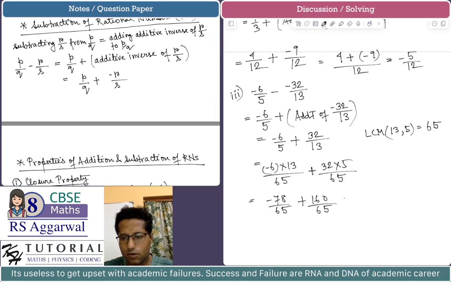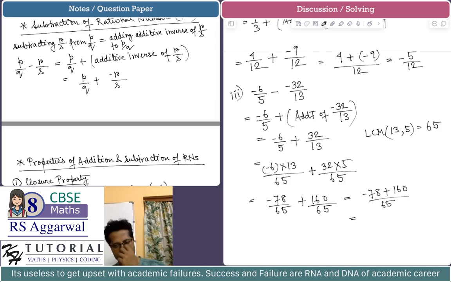So now we have the same denominator, we just add up the numerators and the denominator remains the same. So this becomes minus 78 plus 160 divided by 65. This is how much? This is 82 by 65.